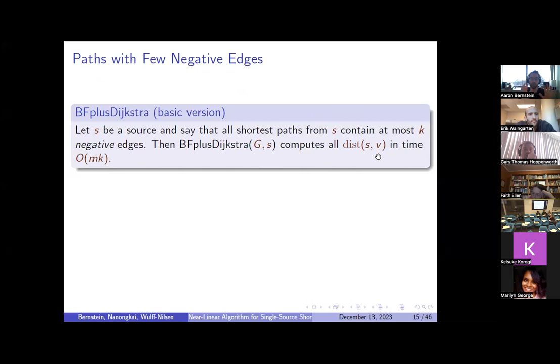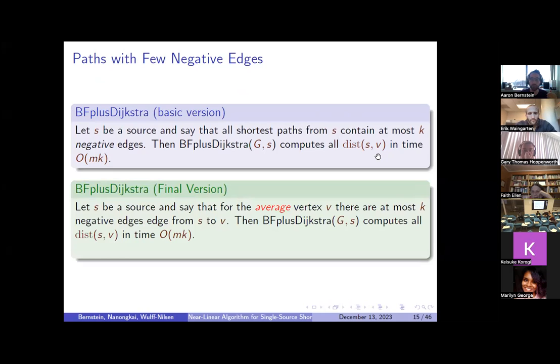Okay, so we have this algorithm that works well as long as all shortest paths have few negative edges. So this is sort of folklore. We are going to use a slightly stronger version that we prove that's basically the same, but we're able to show that actually you don't need every shortest path to have few negative edges. You just need the average shortest path to contain few negative edges. And then again, you can compute it quickly.